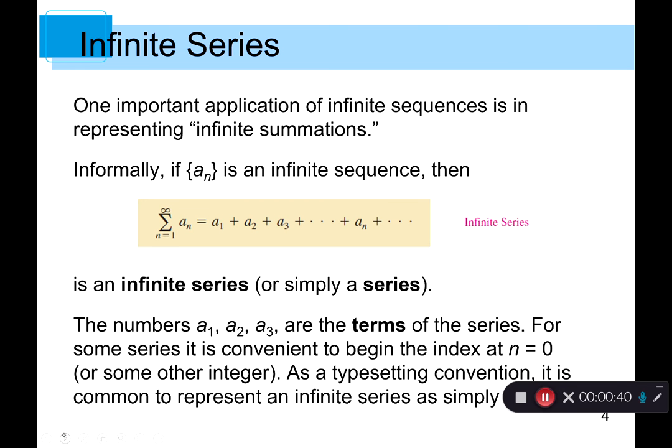An infinite series. Any series that goes from 1 to infinity is considered an infinite series. You would have a never-ending series of summations that could go to a single number or could go to infinity.